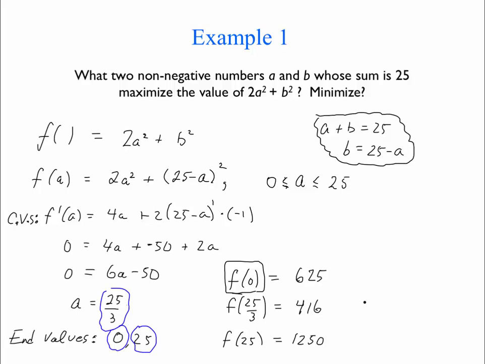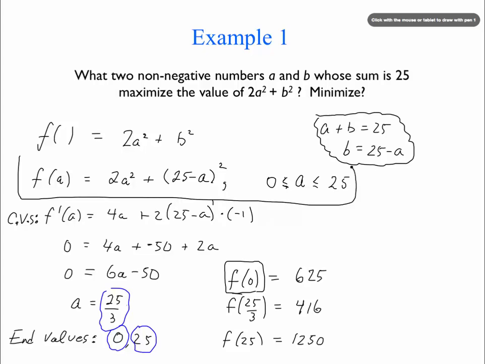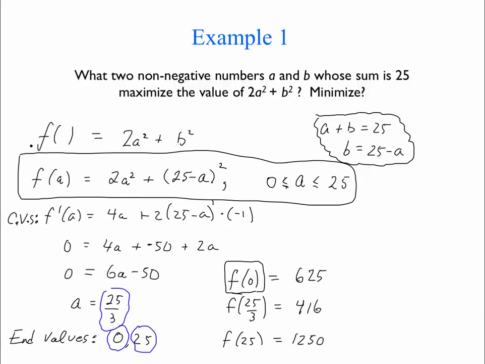We're evaluating the function at 0, and then evaluating the function at 25 thirds, and then evaluating the function at 25. No, we have it in terms of a only. This is our function now. Remember, this is the centerpiece of our solution. A function of one variable whose dependent variable is the thing we're trying to maximize or minimize. So that's the one you want to use, the one in one variable.